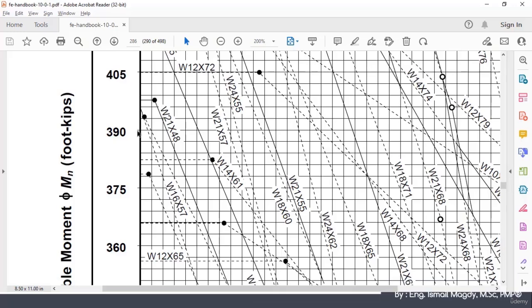So this is 390, this is 405, and here we have 5 spacings, which means each spacing is 3. So we have 1 spacing, 2 spacing, and 2/3 approximately of spacing. So 3, 6, and 2, which is 8. So the value here is 398 kip-feet, which is a value which we have already obtained from the table.